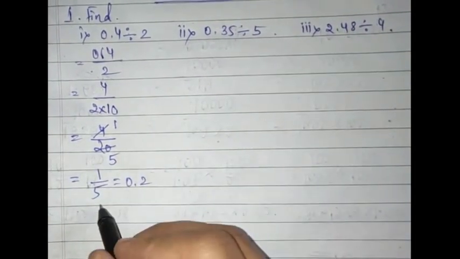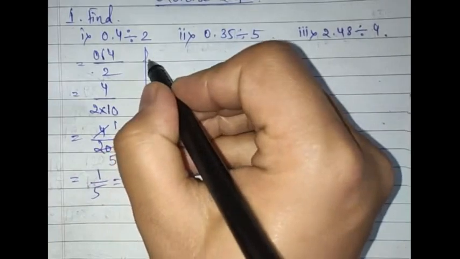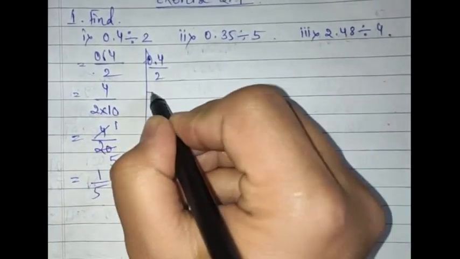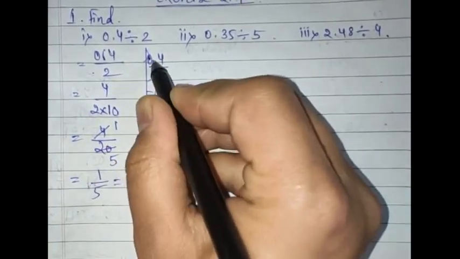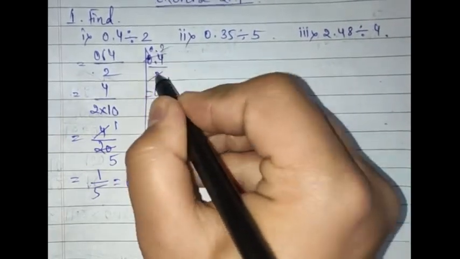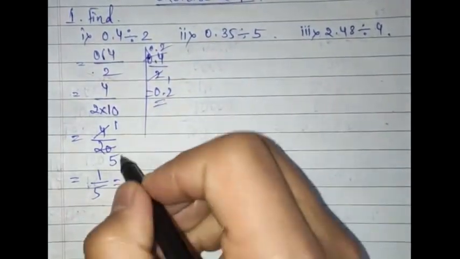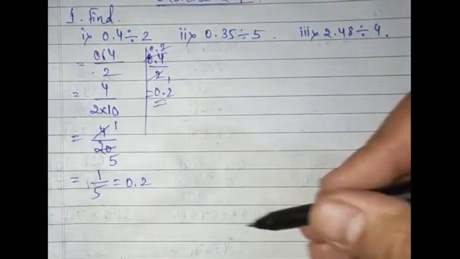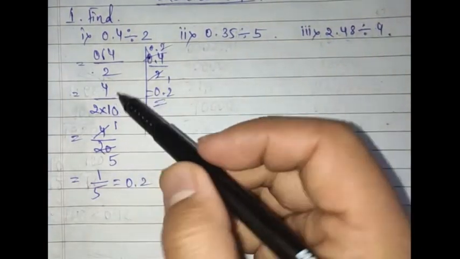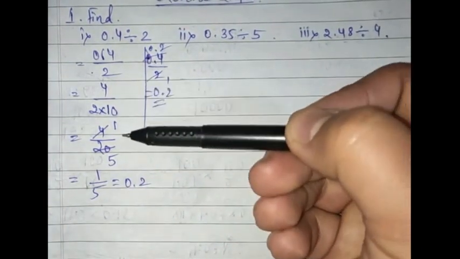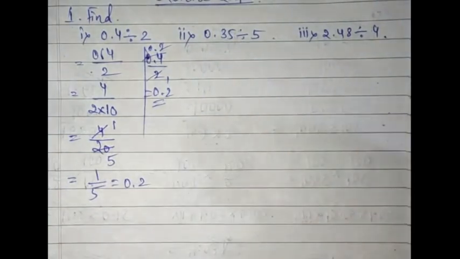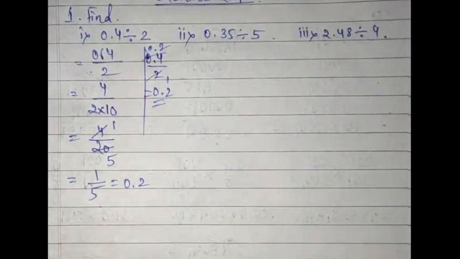Alright, so I'll show you another one also. 0.4 divided by 2 can be written directly as 0.2, because 2 times 2 is 4. We can write in this form also. But I have shown this manner because in other problems you are not going to get a simple sum like this. So I have shown you this process because it will help you solve other problems further, which you will find easy to solve in such a manner.